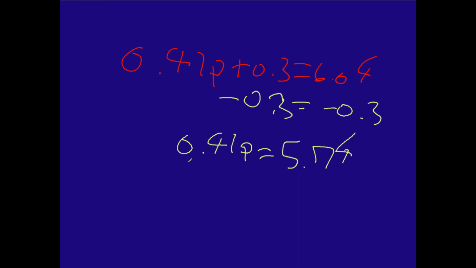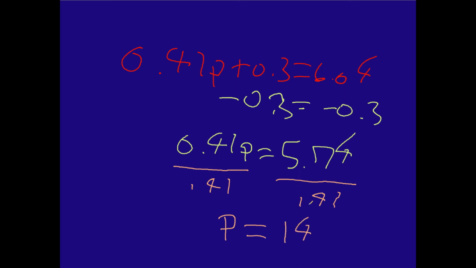By dividing both sides by 0.41, we are able to isolate the p, which has been our goal from the beginning. And so when we do that, you can calculate this on your own, p will equal 14. So we know that we have 14 pennies in our total amount here. So 14 cents worth. But the question was not just how many pennies. The question was also how many nickels.